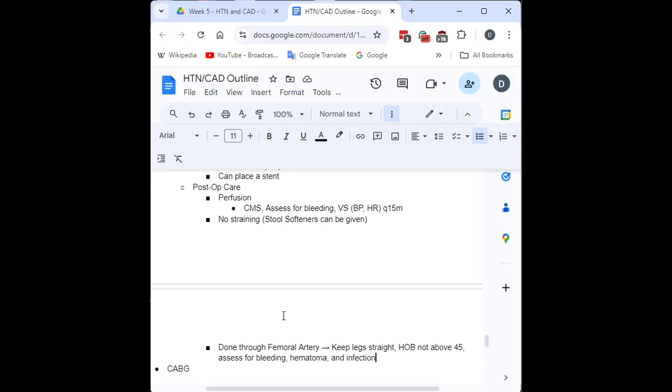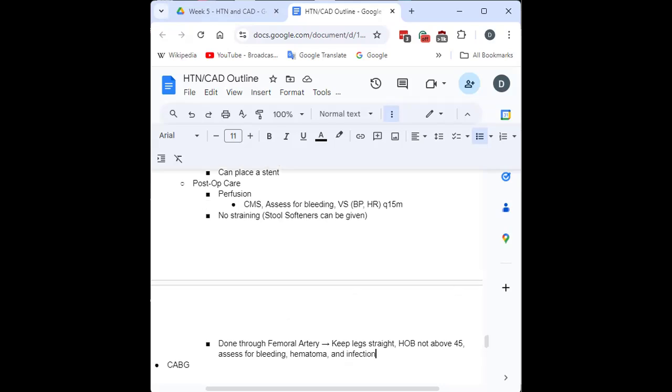Oh no. Yeah, and then I wrote here, done through the femoral artery. So the reason you're keeping your leg straight is to prevent bleeding and hematoma. You want the head of the bed not above 45 because that can put stress on the area, and also infection, because think about where your femoral artery is. It's right next to your groin, and some patients can pee and poo, and that area can get infected. So CMS, bleeding.